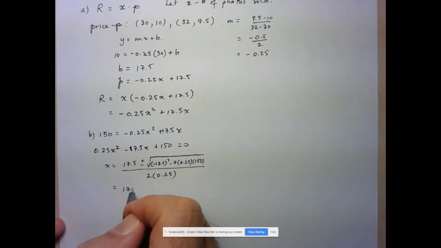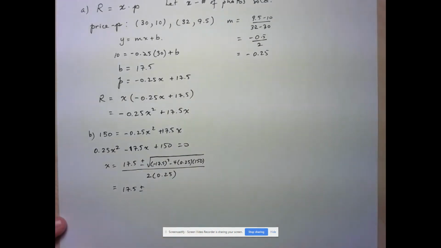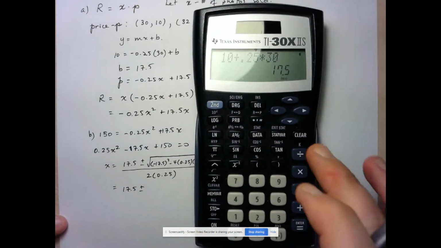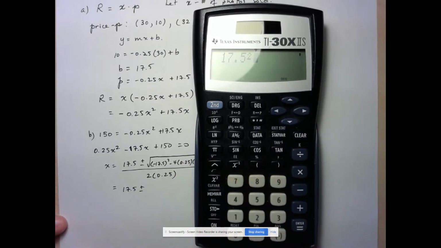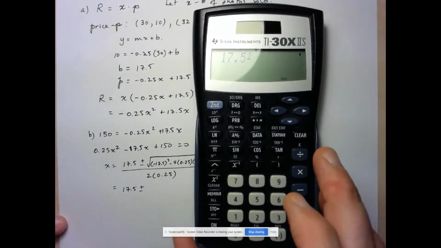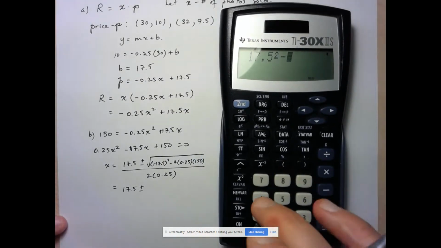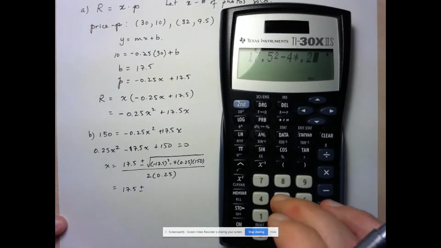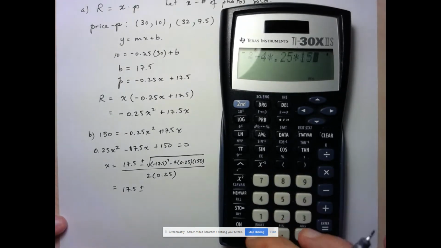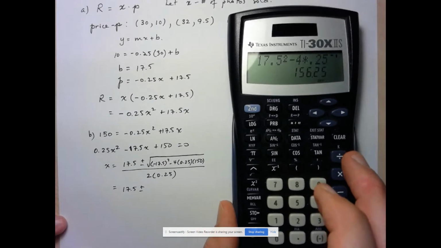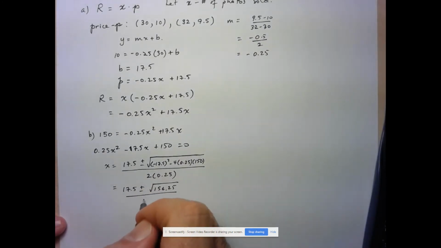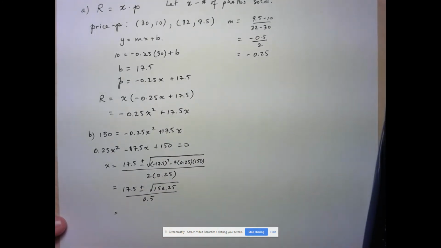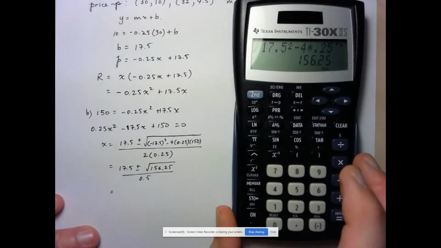So 17.5 plus or minus. So here, let's take our calculator and find 17.5 squared, which is the same as negative 17.5 squared, minus 4 times 0.25 times 150, which is equal to 156.25. So the square root of 156.25, all over 2 times 0.25, which is 0.5. All right, so now I can calculate my two possible answers.